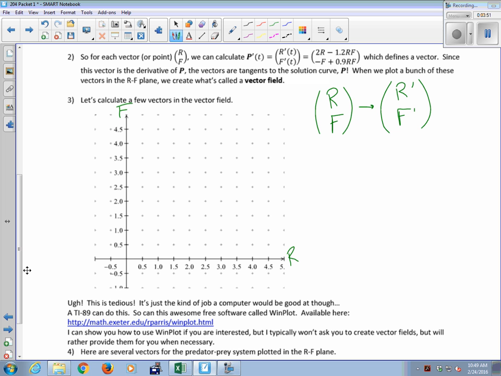All right, so let's try 0, 0. What if I choose 0, 0 as the point in my RF plane? You get 0, 0 using my formula for R prime, F prime. So if I put in 0 for R and 0 for F, I get 0, 0. So what is a vector? It's just a dot. So at the point 0, 0, I just have a dot. All right. How about if I do the point 1, 1?